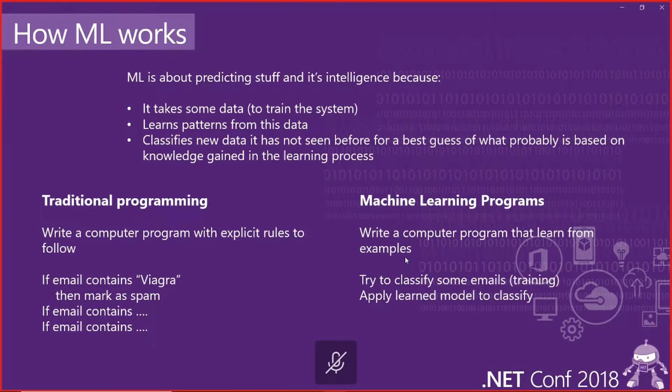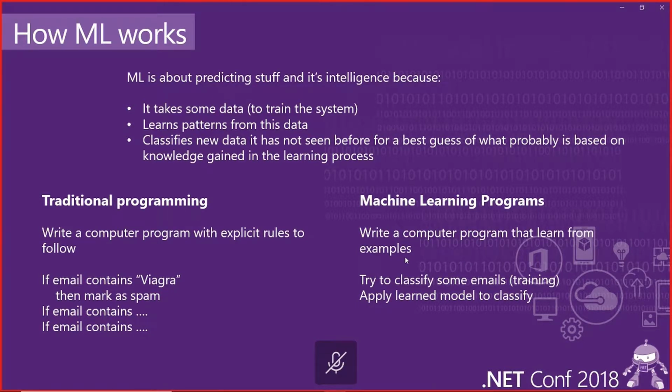So as we said, machine learning is predicting stuff, and it's intelligent because it takes some data to train the system, learns patterns from this data, and then classifies new data it has never seen before. These data are classified in a way that the result is given to us like a best guess of probability.